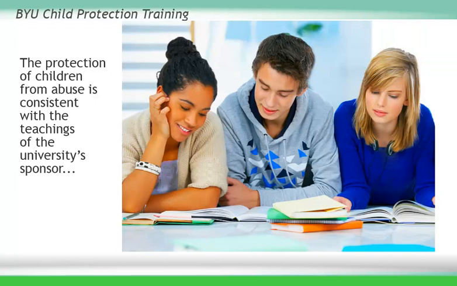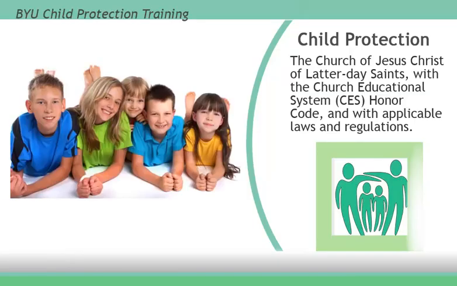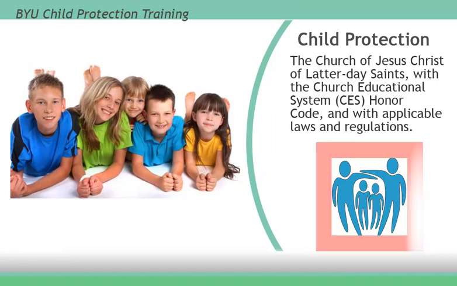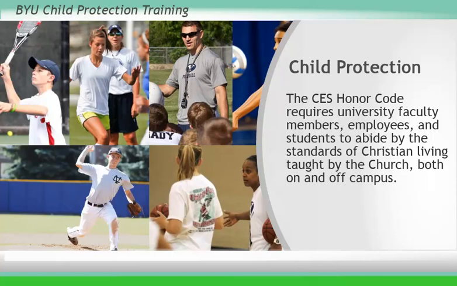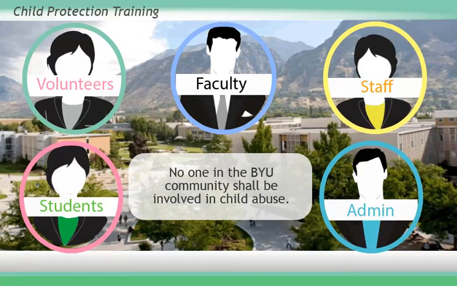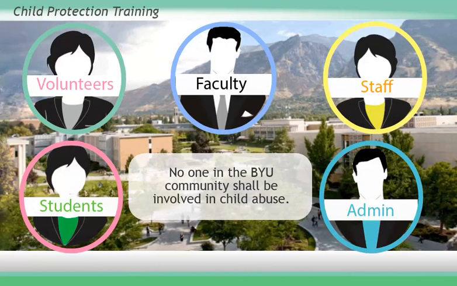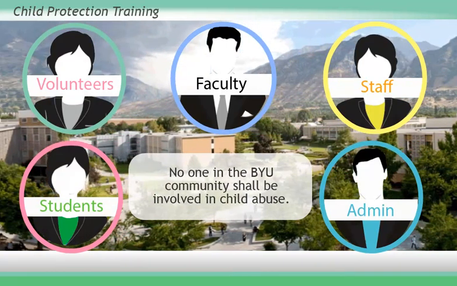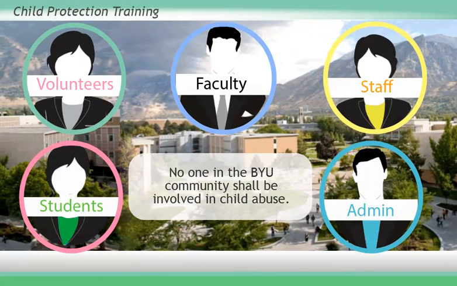The protection of children from abuse is consistent with the teachings of the university's sponsor, the Church of Jesus Christ of Latter-day Saints, with the Church Educational System CES Honor Code, and with the applicable laws and regulations. The CES Honor Code requires university faculty members, employees, and students to abide by the standards of Christian living taught by the Church both on and off campus. In Utah, it is mandatory to report child abuse and child sexual abuse. No faculty member, staff employee, administrative employee, contractor, volunteer, or student shall be involved in the abuse of a child, whether on or off campus.